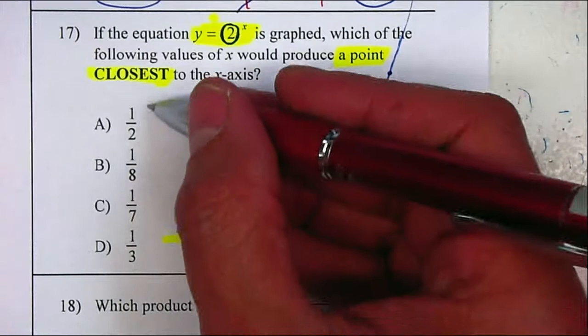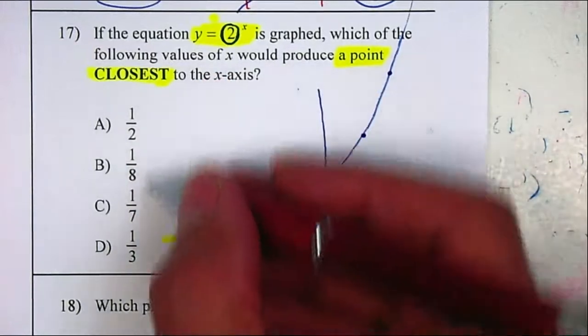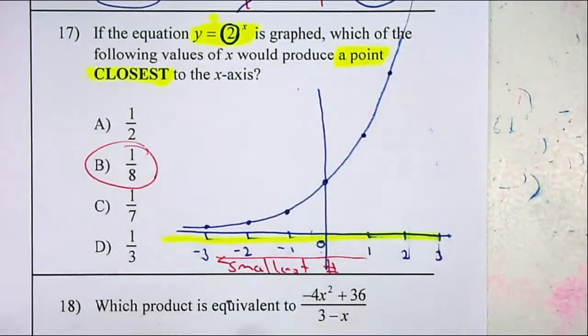So you need to decide which of those is the smallest number. In this case, 1/8 will be the smallest number.